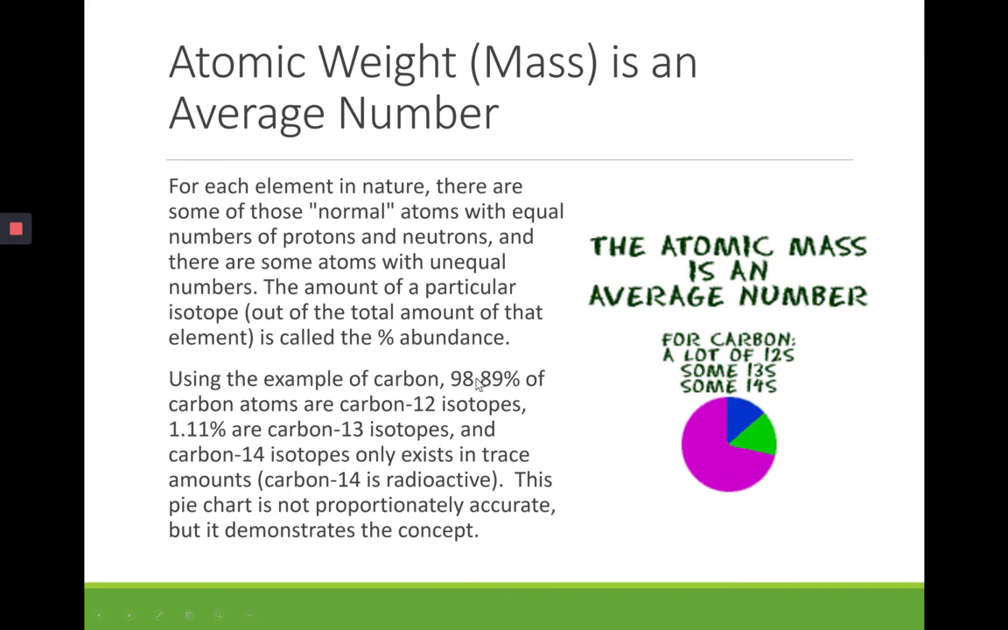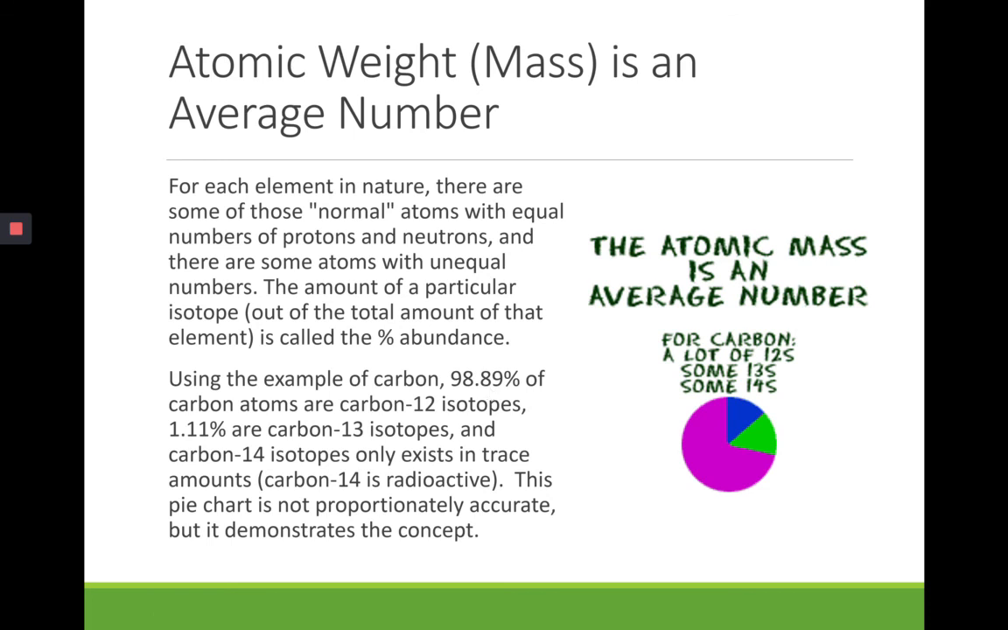So what it's saying is for each element in nature, there are some of those normal atoms with equal numbers of protons and neutrons, and there are some atoms with unequal numbers, and the amount of a particular isotope, with different numbers of neutrons, can be averaged in order to get a percent abundance or amount of that isotope in nature. That's going to help us determine the atomic weight or mass, because the one that's more abundant is the one that we're going to give more stock into when we're reporting a weight or atomic mass in the periodic table.